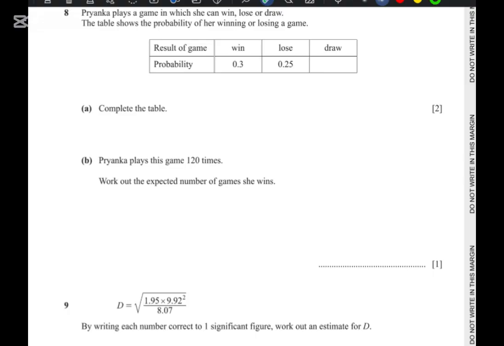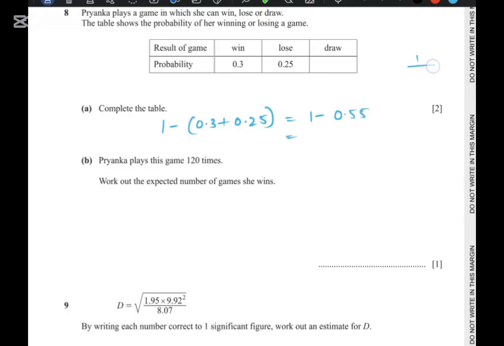Question number 8. Priyanka plays a game in which she can win, lose or draw. The table shows the probability of her winning or losing a game. So result of the game: win, lose, draw. Probability 0.3 of winning, 0.25 of losing, and draw is not given. Complete the table. So to complete any probability table, we need to subtract from 1 the sum of the given probabilities. So the given probabilities are 0.3 and 0.25, which is 1 minus 0.55.